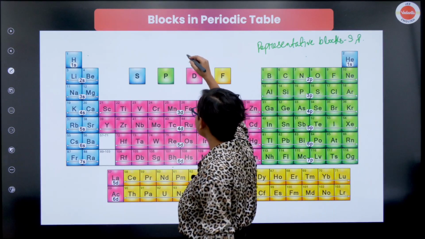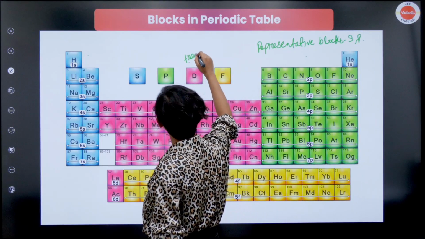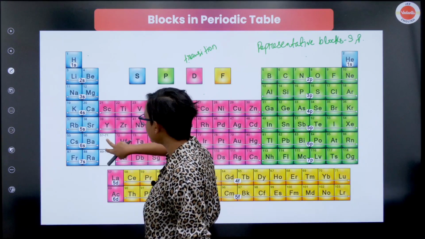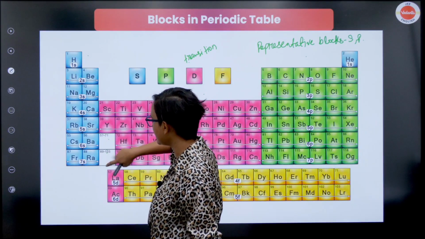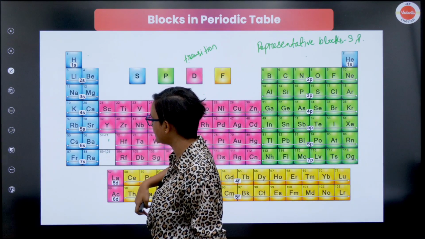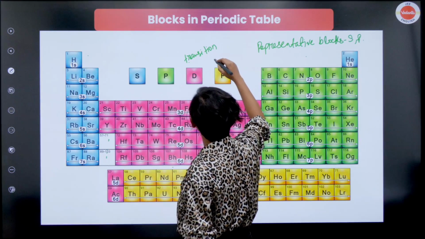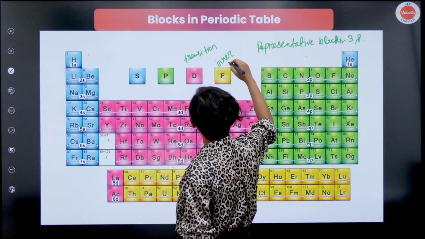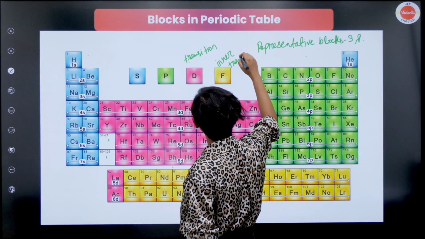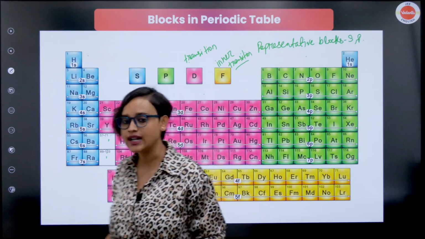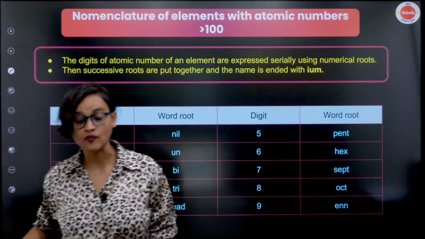The D block is called the transition elements. Yes, the transition block. And inside the D block, 57 to 71 is your lanthanides and 89 to 103 is your actinoids. So these are called inner transition elements. What do we call them? We call them inner transition elements. Got it? So these are the 4 different blocks that we have.